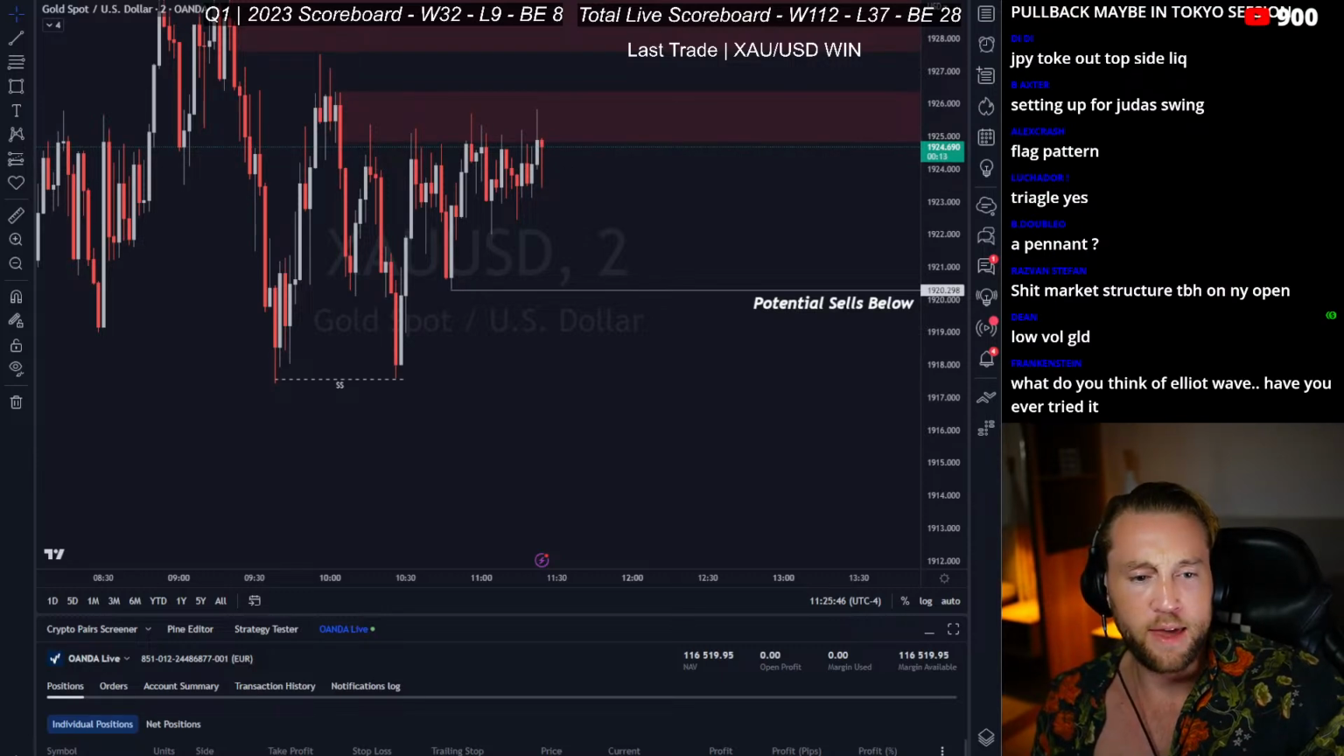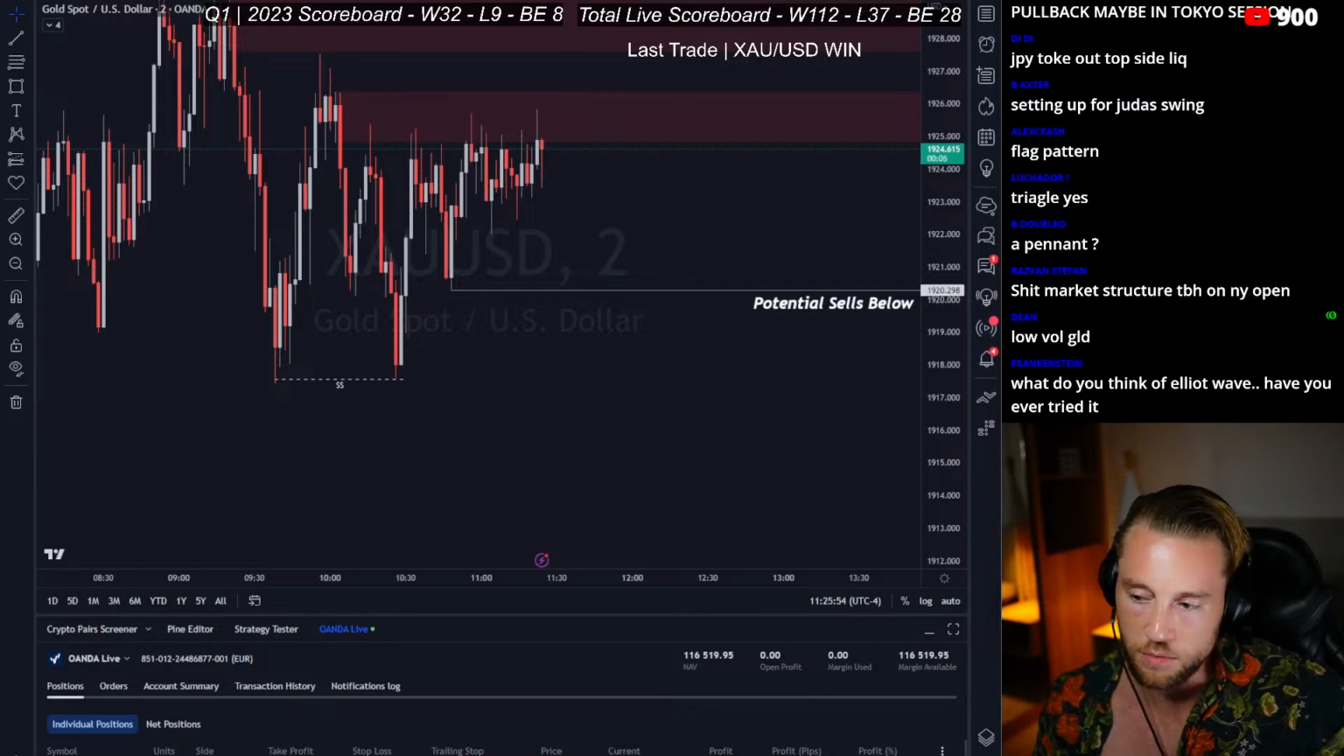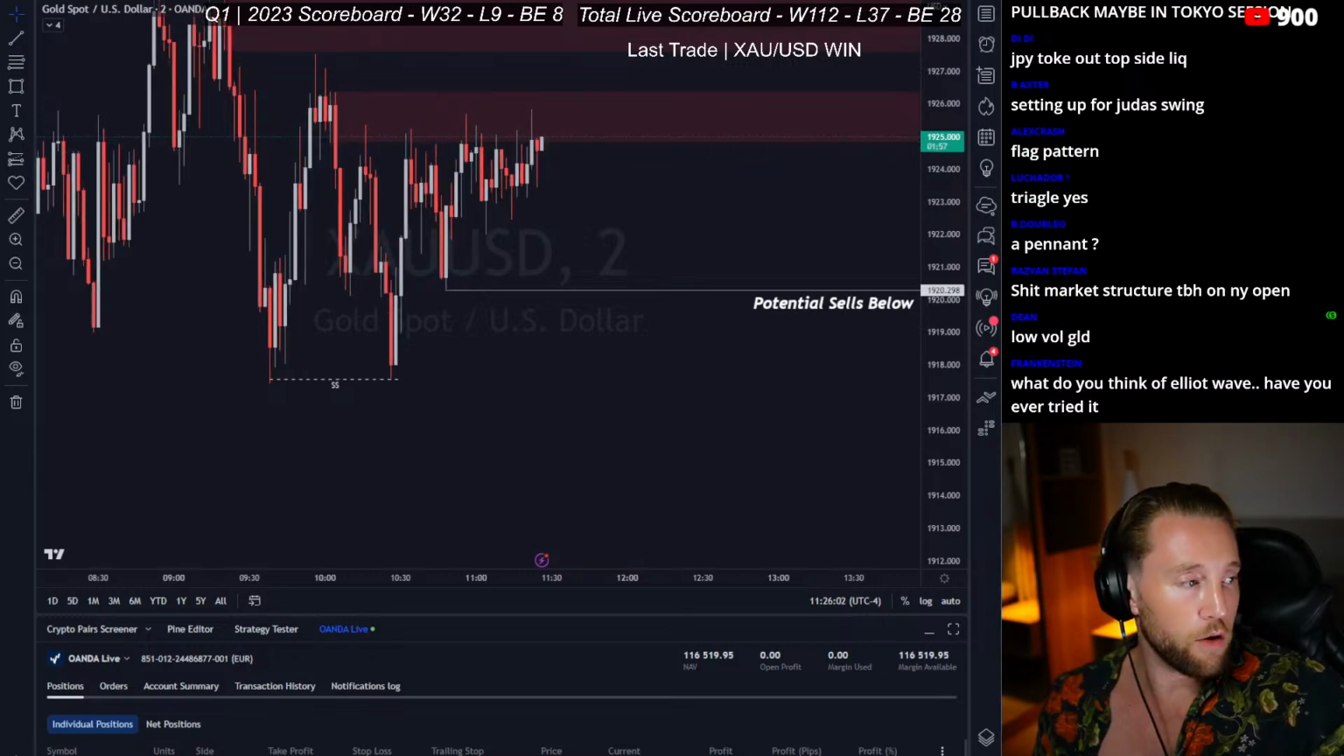How much did you make yesterday on gold? I made yesterday on gold around 400, but I made another 500 on the US30. But I made a lot of money today on the Euro Japanese yen on another account.